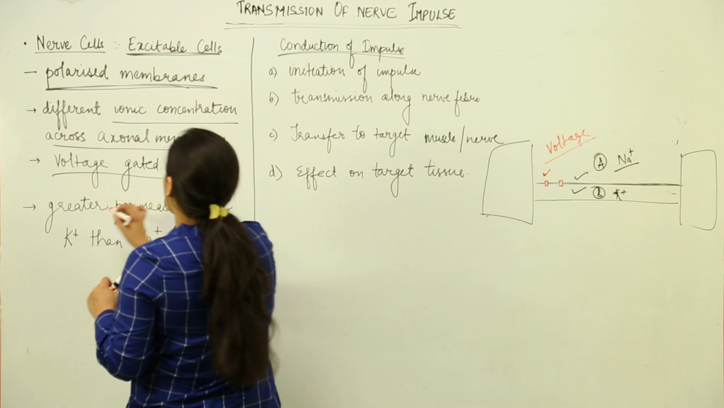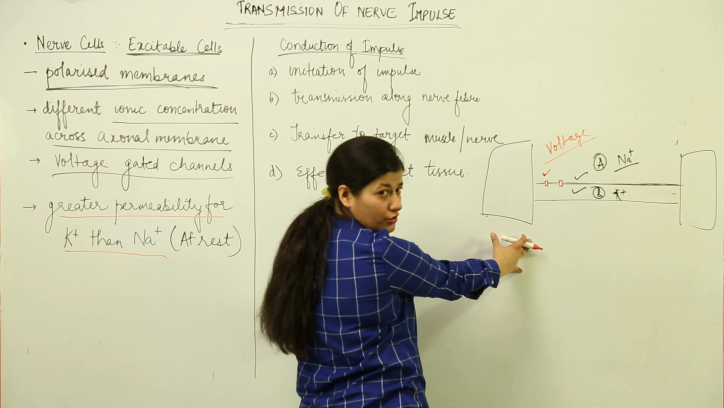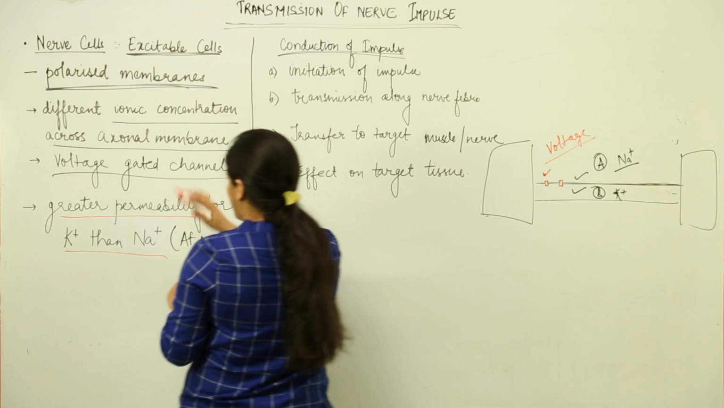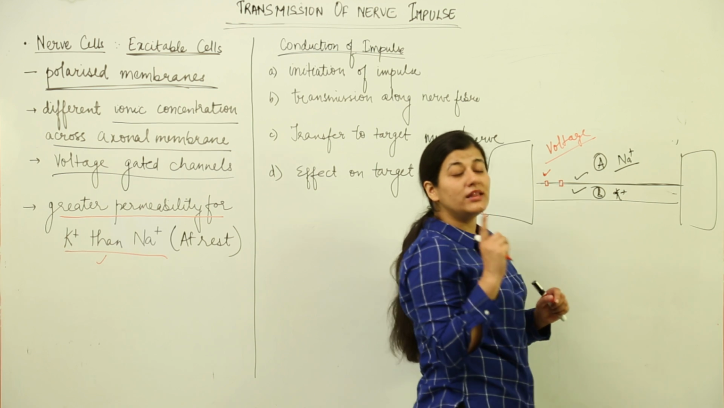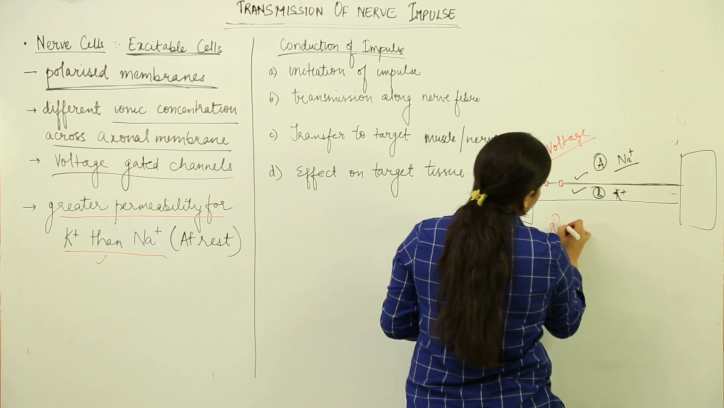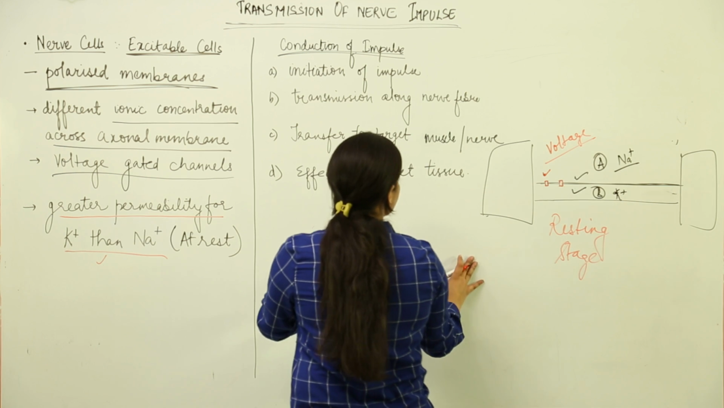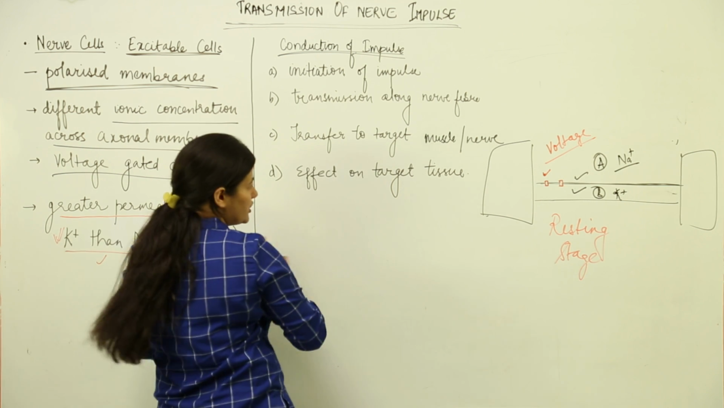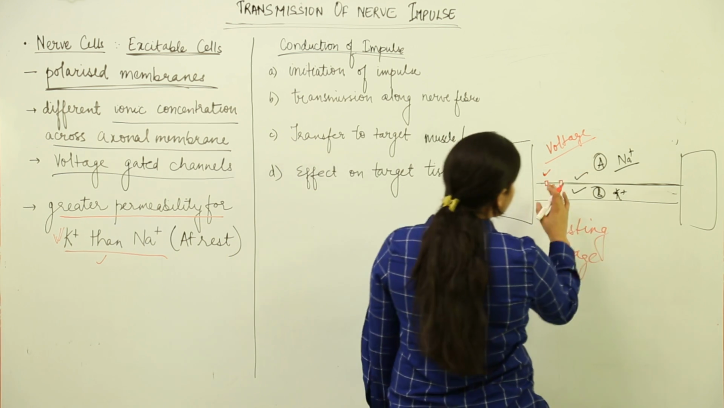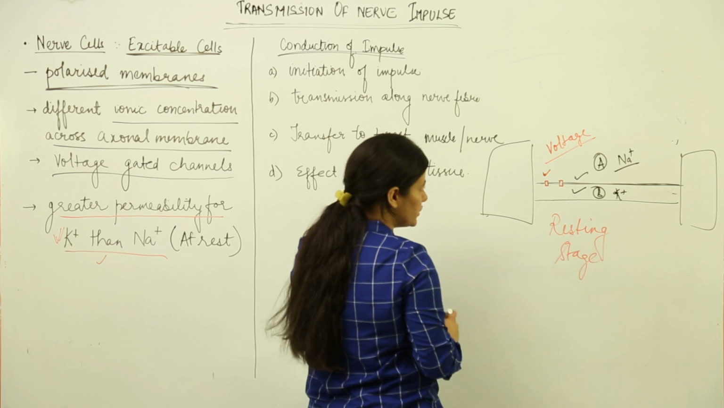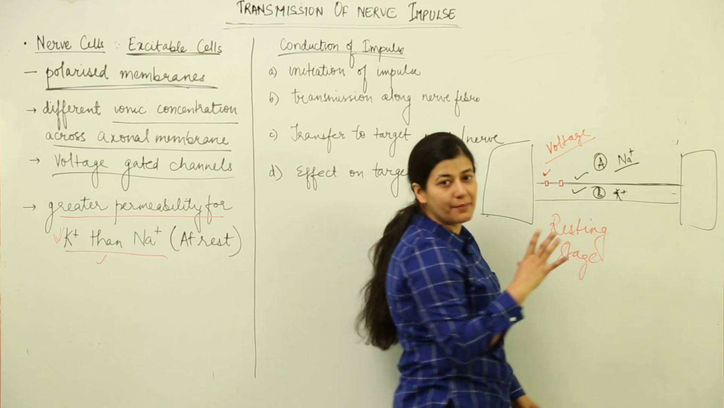The next point is what is the basic tendency of the axolemma, that is the membrane of the axon, and these voltage gated channels. It is that in the resting stage, that means when the membrane is polarized and the impulse has not arrived, we have another term, the resting stage of the axon. In the resting stage, the permeability favors potassium ions more as compared to sodium ions. That means the sodium ions are not able to move inside the axon as compared to the potassium ions. The membrane is more permeable for potassium ions as compared to sodium ions.